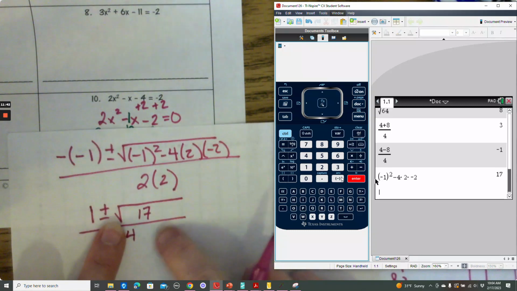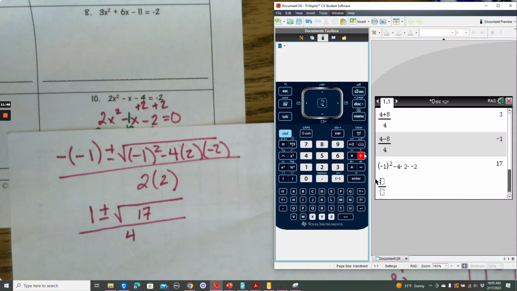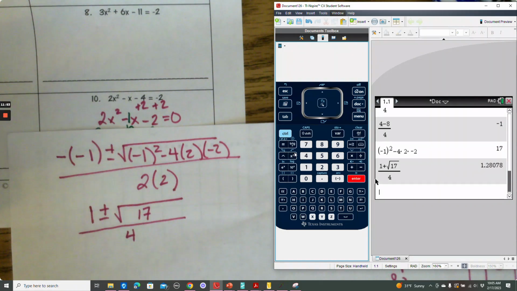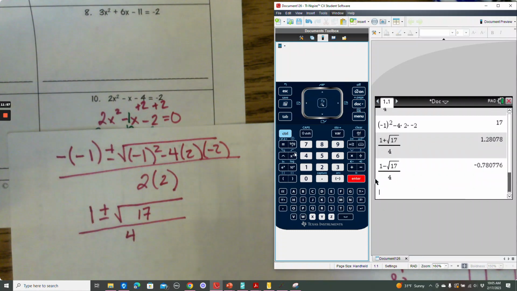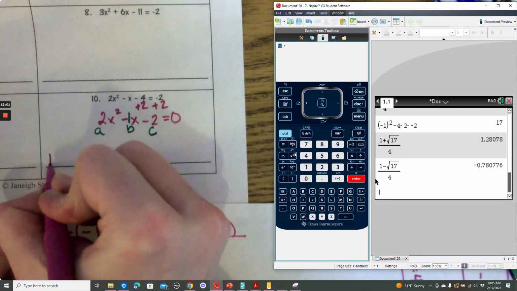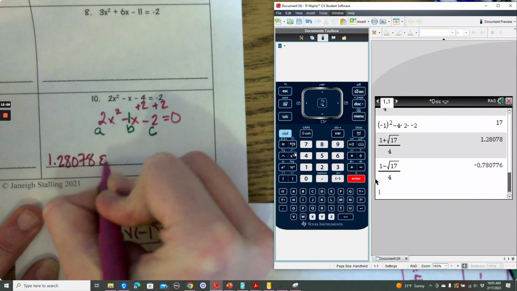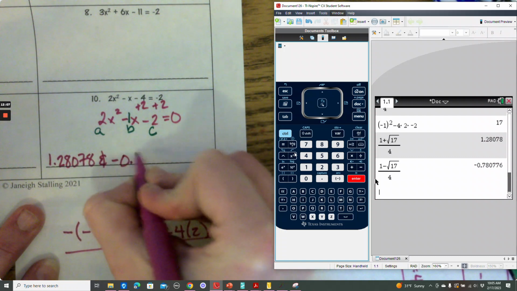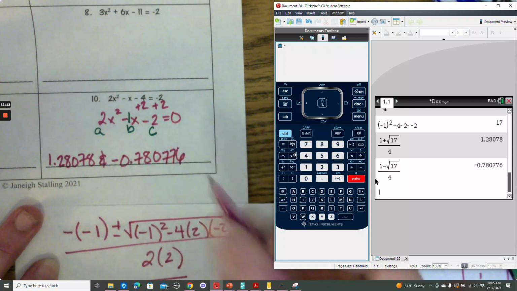The only benefit of at least breaking it down to here is when you do go to type it in to get your decimals, it's just a little bit easier. You're less likely to miss something or to put something extra. All right, so my decimal answers are 1.28078 and -0.780776.